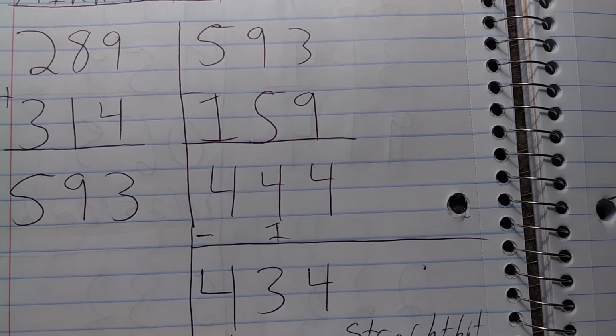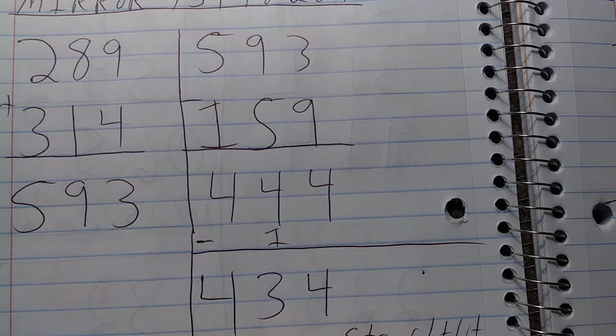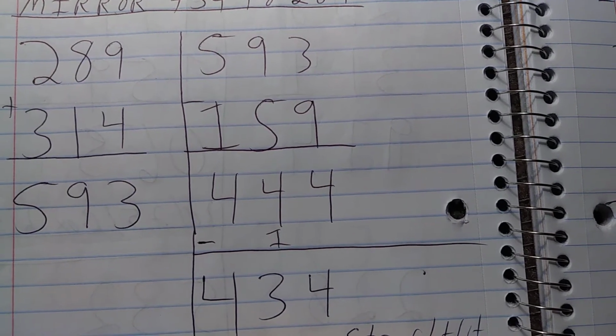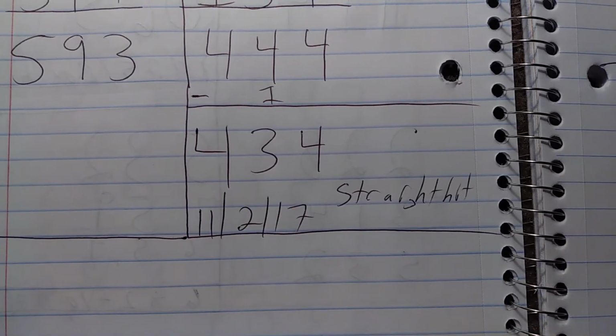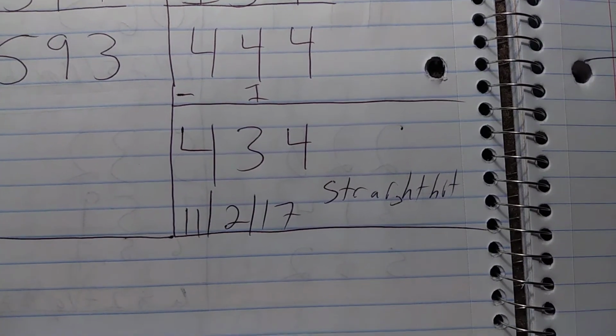So 13 minus 9 is 4. 9 minus 5 is 4, and then 5 minus 1 is 4. So 444. I'm going to subtract off 1 from the middle digit there, and then 434 was a straight hit on November 2nd.